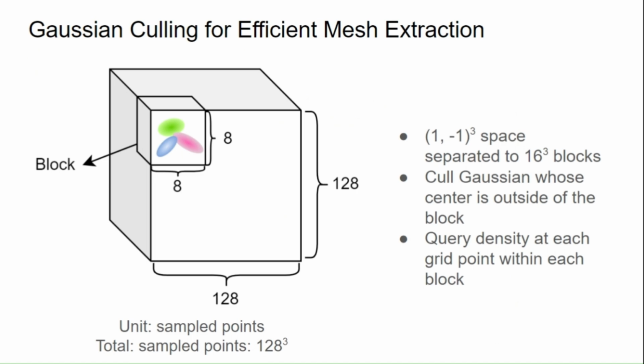The authors noted that it would be really inefficient if we had to query the entire Gaussian set for every single sample point. So what they do here is first split the 3D space into multiple blocks, and for each of these blocks they do Gaussian culling. Basically, if a Gaussian center is outside of the block, it is disregarded. And for the sampling points inside of this block, they only have to consider the remaining Gaussians. This is how they speed up the density field construction.